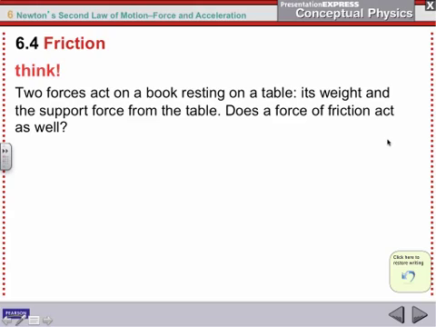All right, so two forces act on a book resting on a table: its weight and the support force from the table. Does a force of friction act on it as well? Think about that. Well, what did I just say? I said that friction always opposes motion. Was there any motion in this book if it's just sitting on the table?